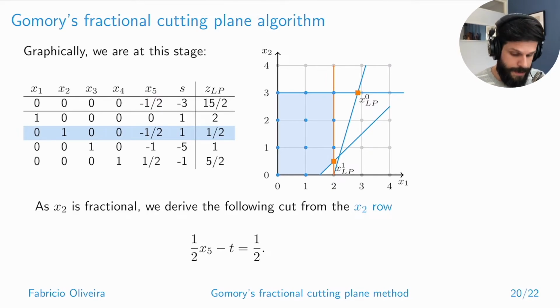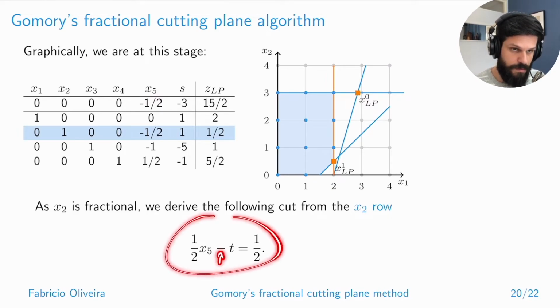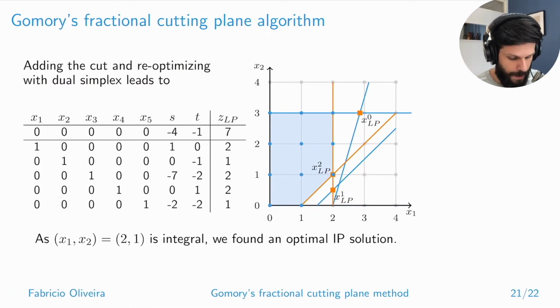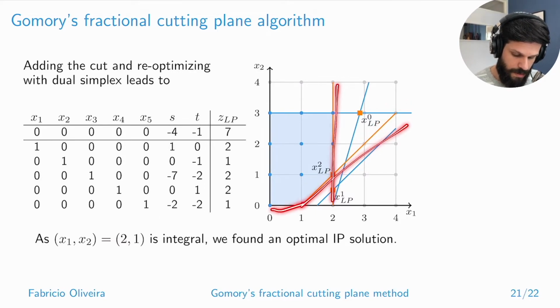Same story: to make this positive, multiply by -1, add to my tableau, and re-optimize with dual simplex. You can see that the second cut I generated is actually this constraint there. And because I added this constraint and this constraint, now I have the convex hull.